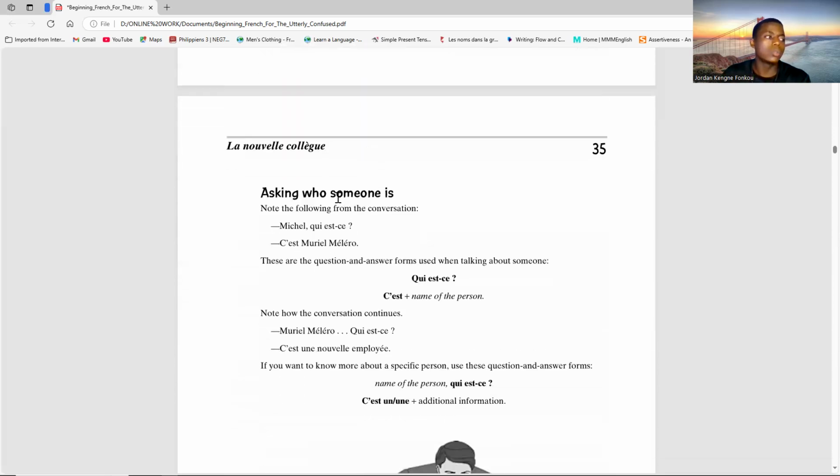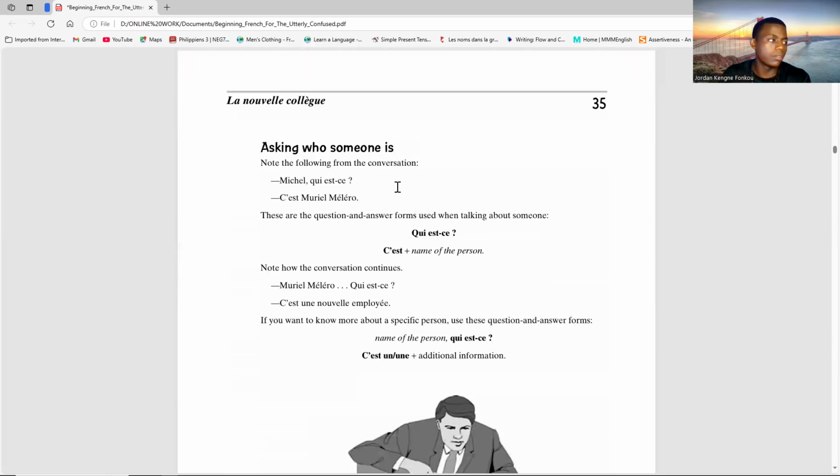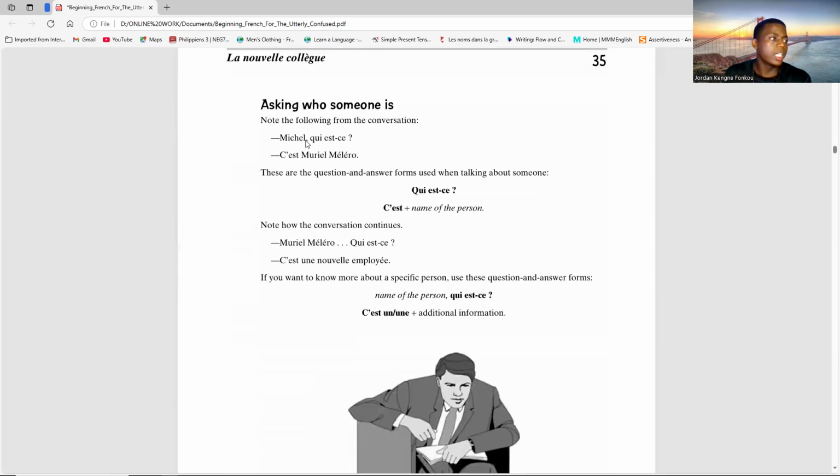Now we have asking who is someone. How do we do that in French? Michel, qui est? C'est Muriel Melero. These are the question and answer forms used in talking about someone. Qui est? Who is that? C'est. Remember, even if you want to ask about a group of people, you still use the expression qui est. It doesn't change.